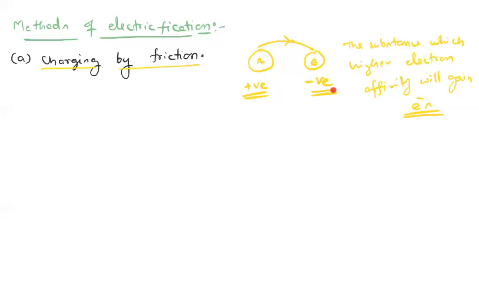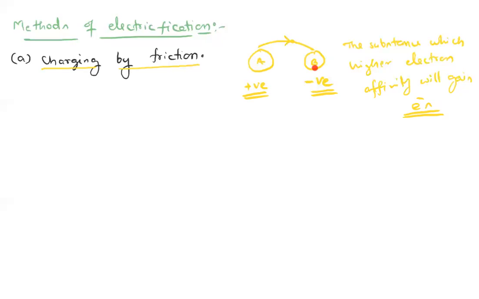And one more important thing is, during this process, both the bodies will get the same magnitude of charge but opposite in sign. Suppose 10 electrons are lost by A. That's why body A becomes a positively charged body of 10 electrons. And B is gaining 10 electrons. Due to that reason, B is the negatively charged body of 10 electrons. Both get the same magnitude of charge, but opposite in sign. This is the method of friction.